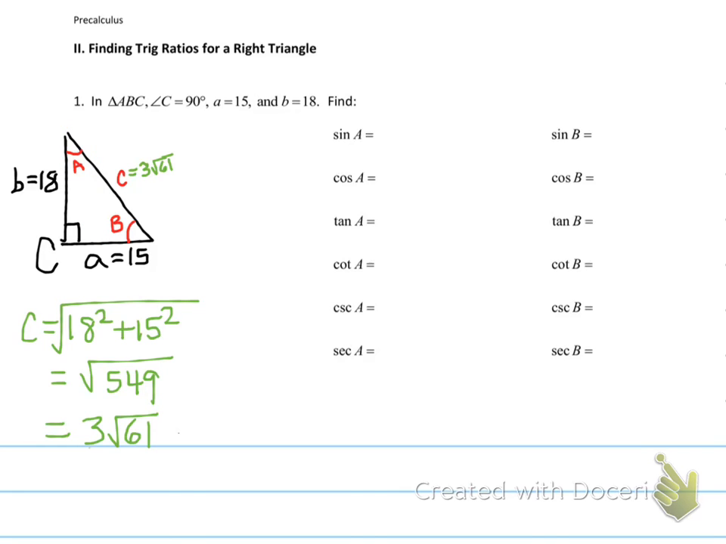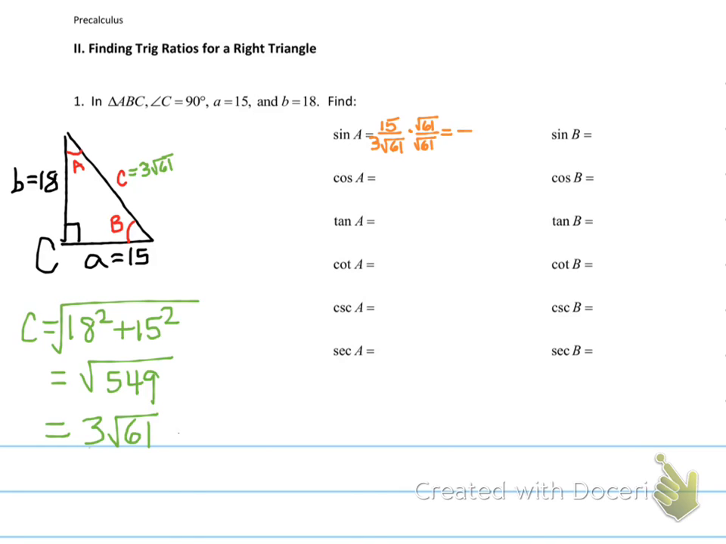And if we do that, we get 15 over 3 square root of 61. Now, you are not allowed to have radicals left in the denominator, so we have to rationalize it. And you always multiply the top and the bottom by the radical that is in the denominator, because the square root of 61 times the square root of 61 is essentially like saying the square root of 61 squared, and the square root and square cancel each other out.